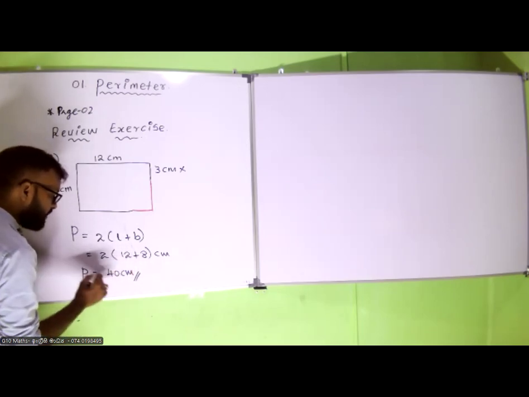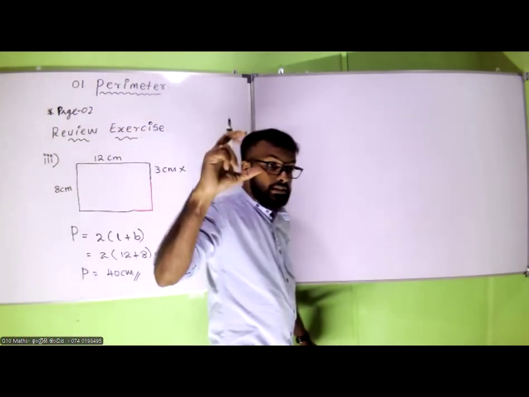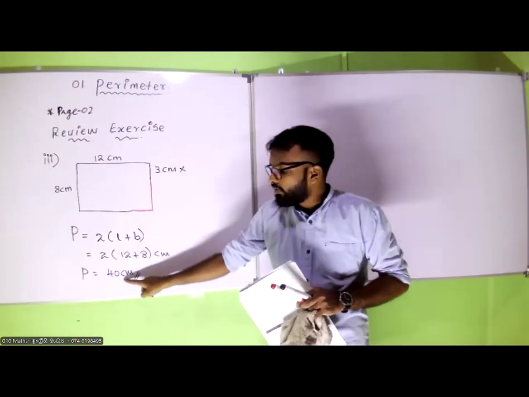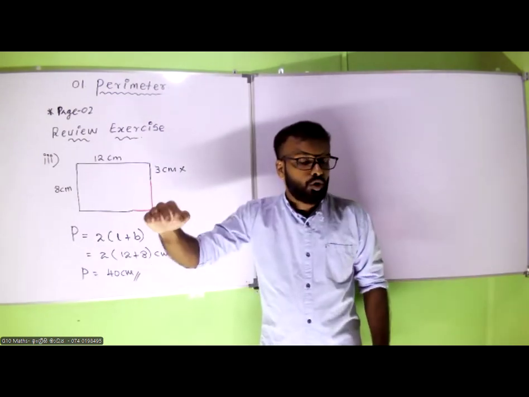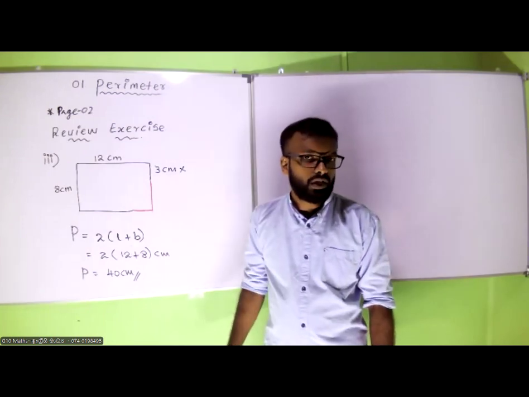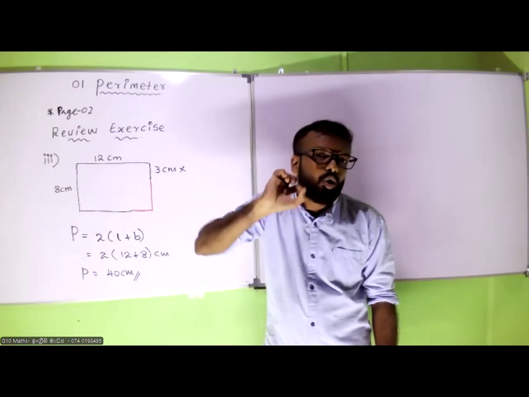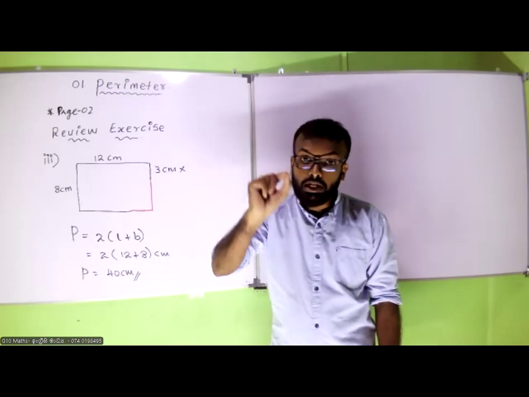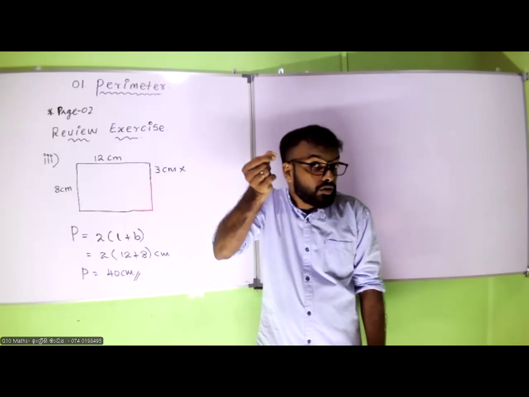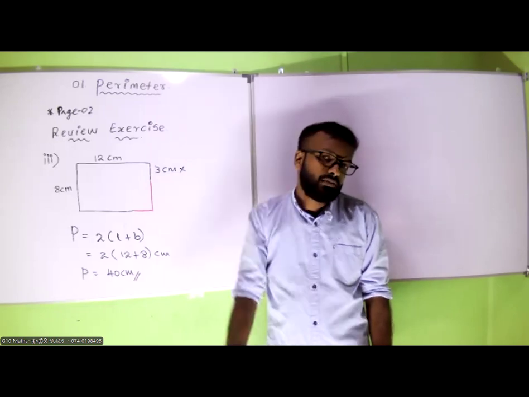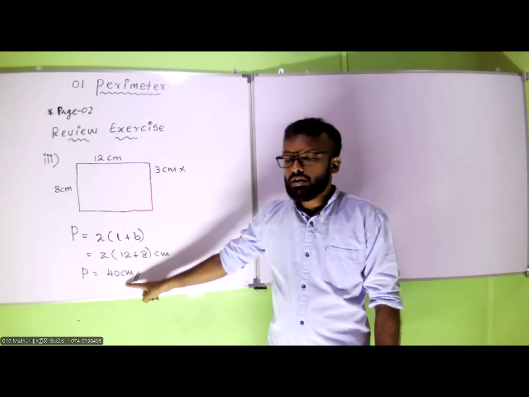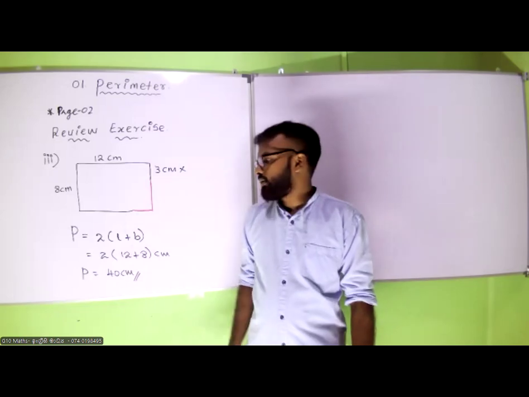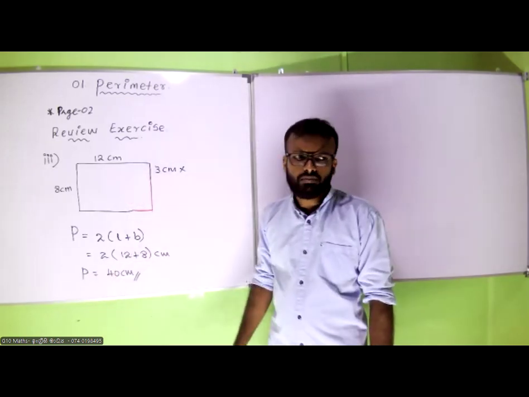For your final answer, you need to put centimeters. Otherwise, you will lose complete marks or half marks. You will lose 1 mark or half marks if you didn't put the unit. Small mistakes, right? You will lose marks if you do not use the unit. P equals 40 centimeters, this one.